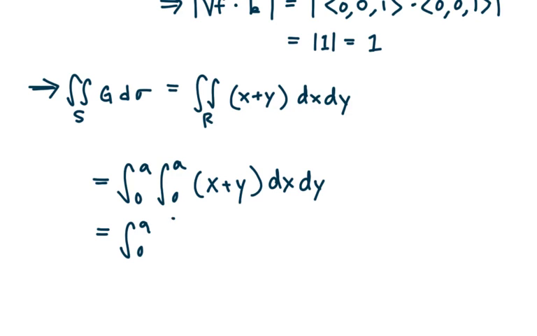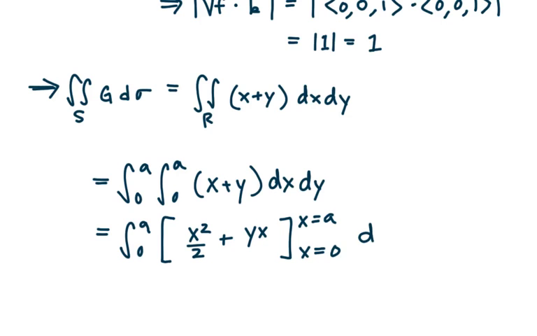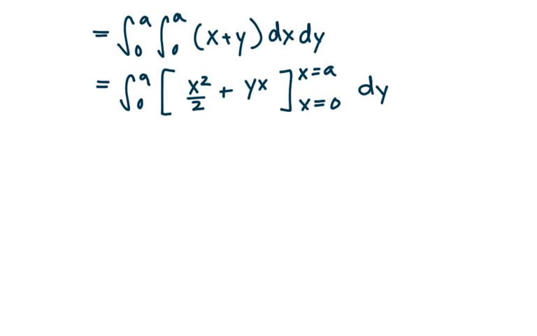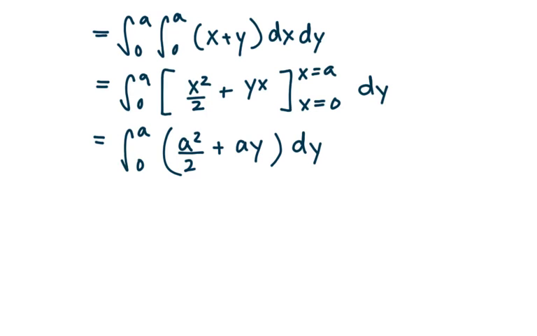So I've got 0 to a. X with respect to x becomes x squared over 2. Y with respect to x becomes yx. And we have x equals a, x equals 0. We will still need to integrate with respect to y. So I'll plug in a for x in both of these situations. That gives me the integral from 0 to a of a squared over 2 plus ay dy. Of course, when I plug in 0, that would zero out both of those terms, so there's nothing to subtract.